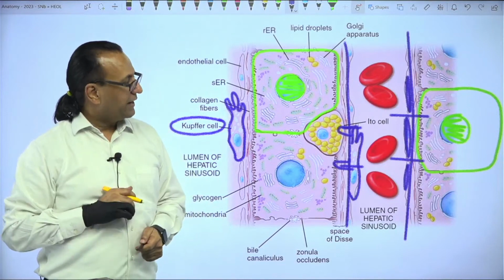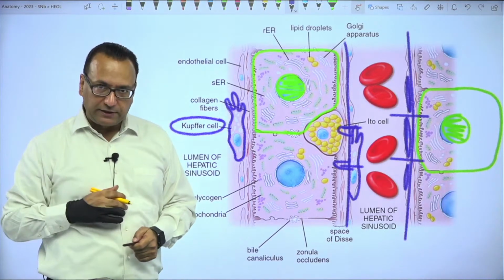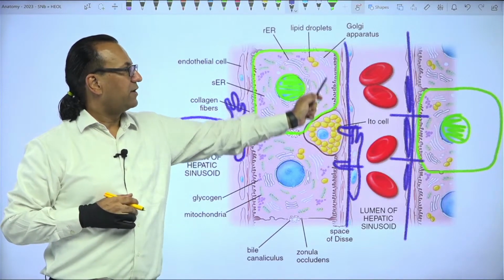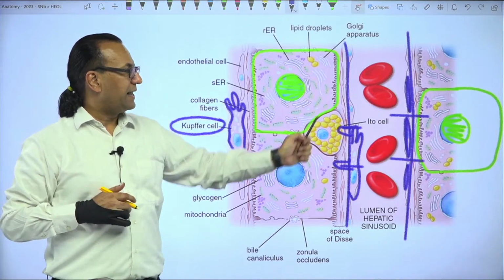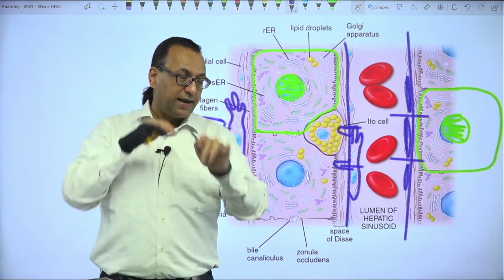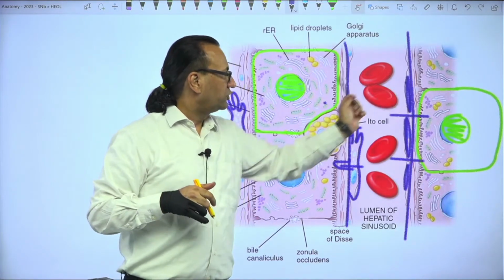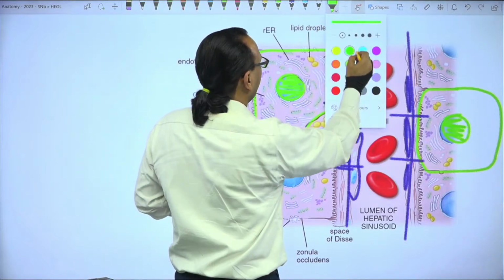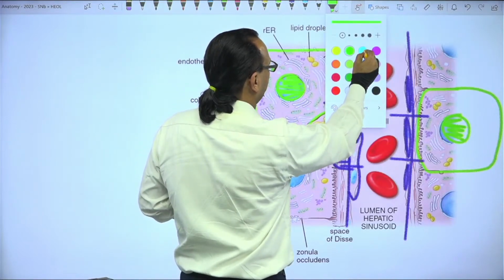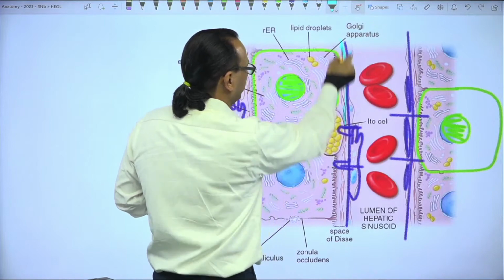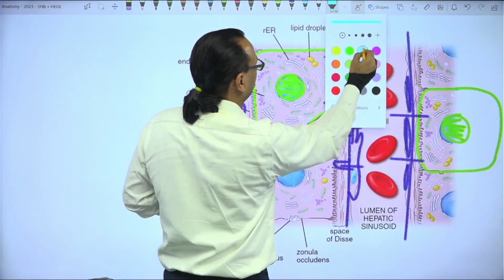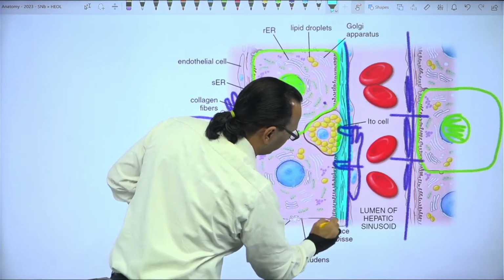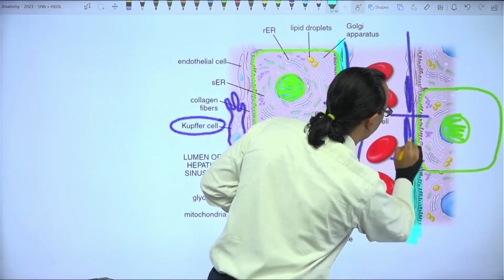What else do you find in the perisinusoidal space of Disse? The microvilli of hepatocytes. So the microvilli of hepatocytes are where? In the perisinusoidal space of Disse, which I can label here if you wish. Say we can label it with this color. So this is the space. Let us increase this space because it is around the sinusoid. So perisinusoidal space of Disse.